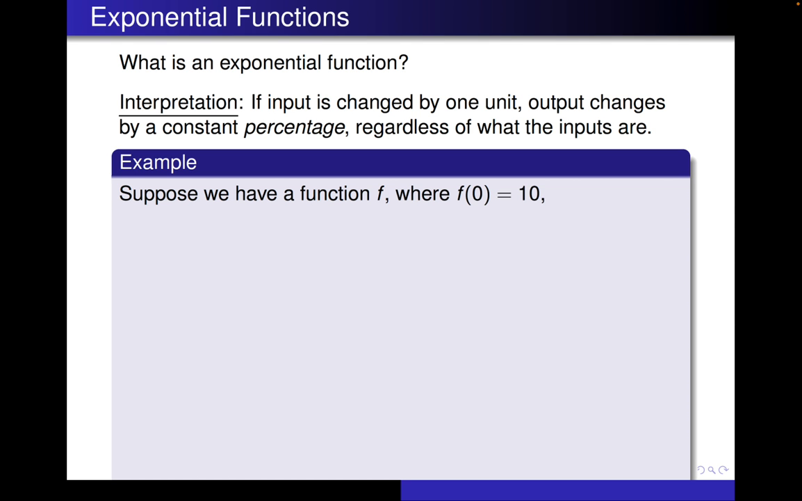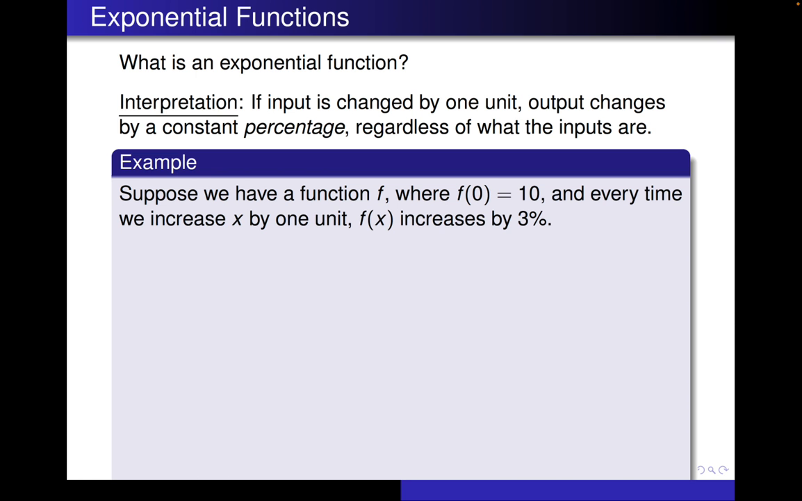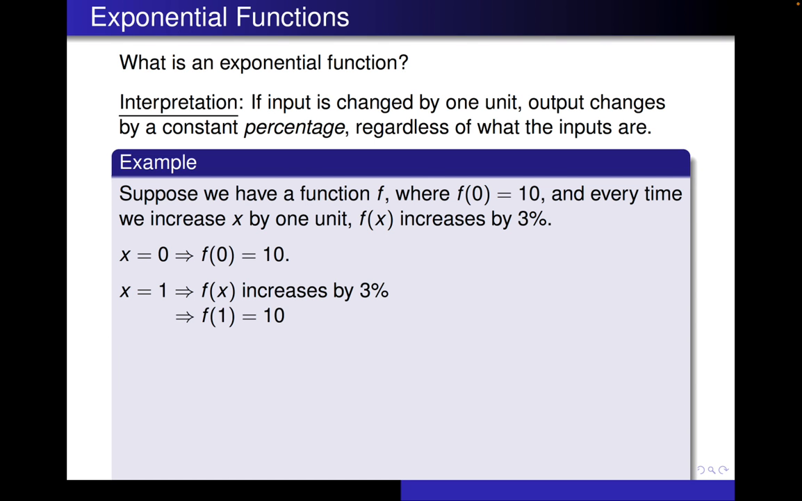So suppose we have a function f, where f of 0 equals 10, and every time we increase the x by 1 unit, f of x increases, not by a fixed amount, but by 3% of whatever that value is. So for instance, if we start at x equals 0, of course f of 0 equals 10. Going from 0 to 1, we're increasing our x by 1. That means we increase our f of x by 3%. So f of 1 equals 10 plus 3% of 10, right? Because when we were at 10, we increased by 3% of that same amount, and that gives us 10.3 when we compute that.